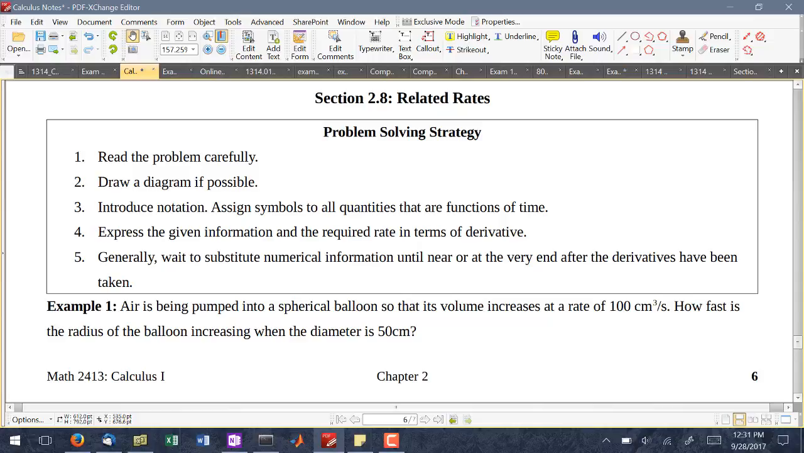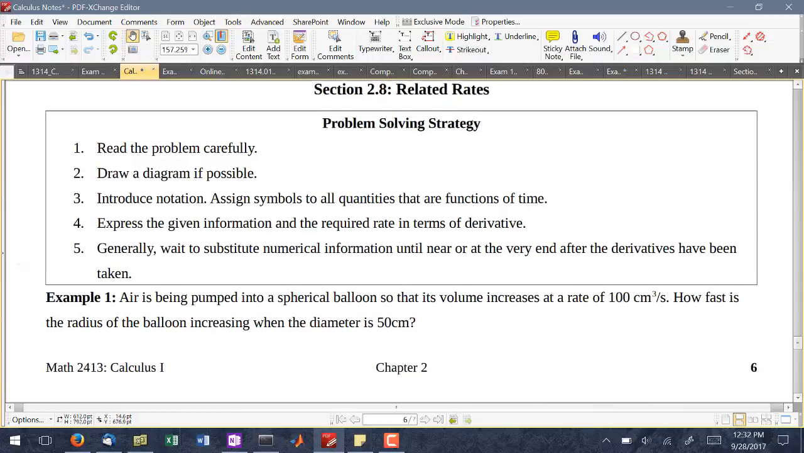So once we get the information we need from the question, we have all the symbols we need for what we're trying to solve for. We want to have all the given information that we know as rates, and the required rate. So if we're feeding air into a balloon, we'll express the rate at which the air flows in terms of a rate of change. And the dimension we're trying to know the change of, we'll give it also some symbols too. And if we know any numerical information about the rates of change, we'll usually wait till near the very end of all our work to actually use that information, all the numbers that we have.